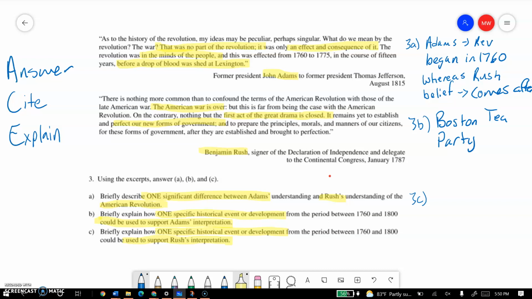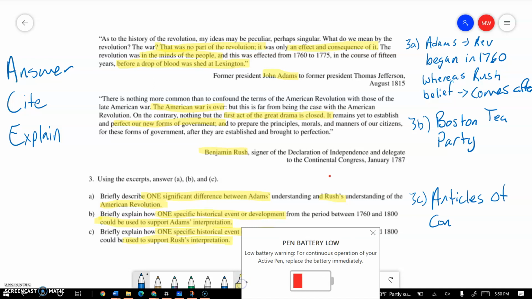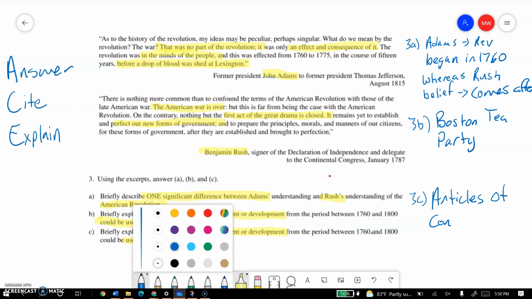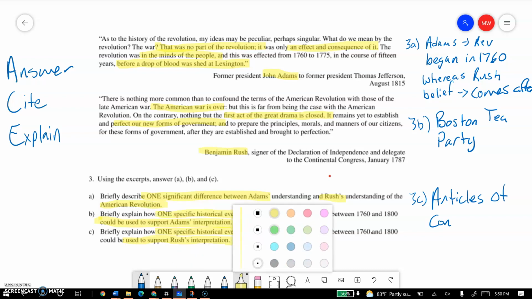Following up with 3C, there's a bunch of different things that you can use. I like to use the Articles of Confederation for this one. And here is why. Here in this document, we can see where Benjamin Rush is discussing the American War, and he's talking about perfecting our new forms of government. Now that's an important word here, where it says perfecting our new forms of government.